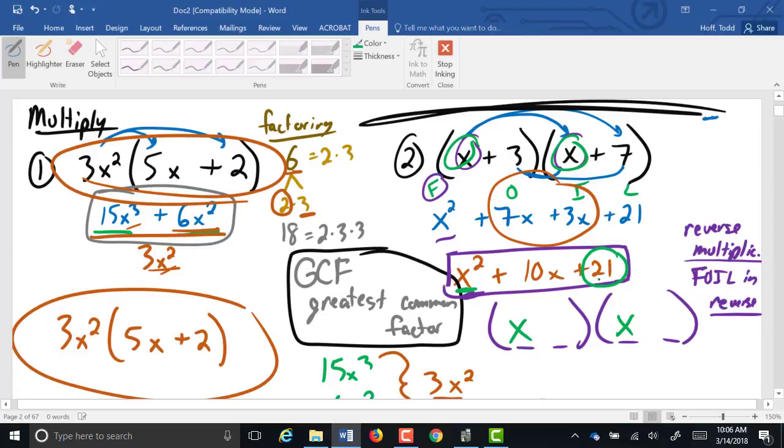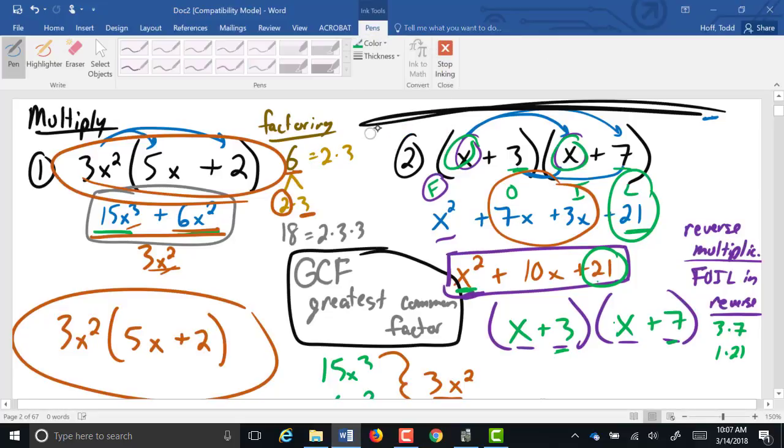Now we jump to this last digit, the 21. We know that digit comes from combining the last digits of the other 2 numbers, from these 2. So that means these 2 have to multiply to make 21. That leaves us with only 2 options: 3 times 7 or 1 times 21. Only combinations. Let's try the 3 times 7.